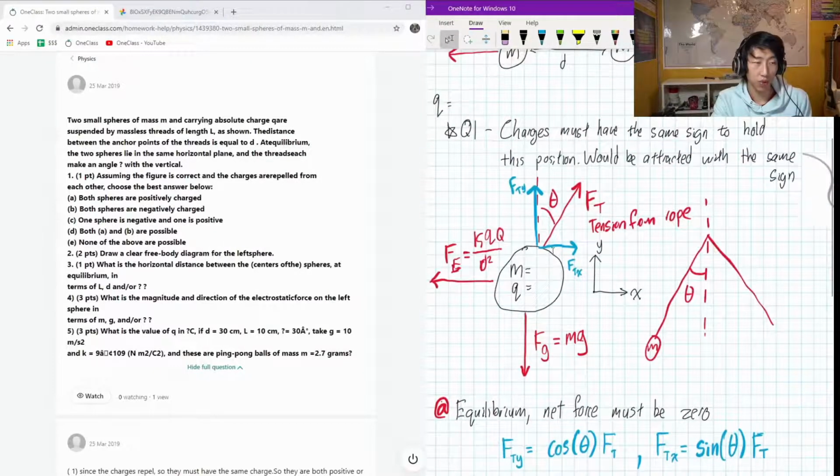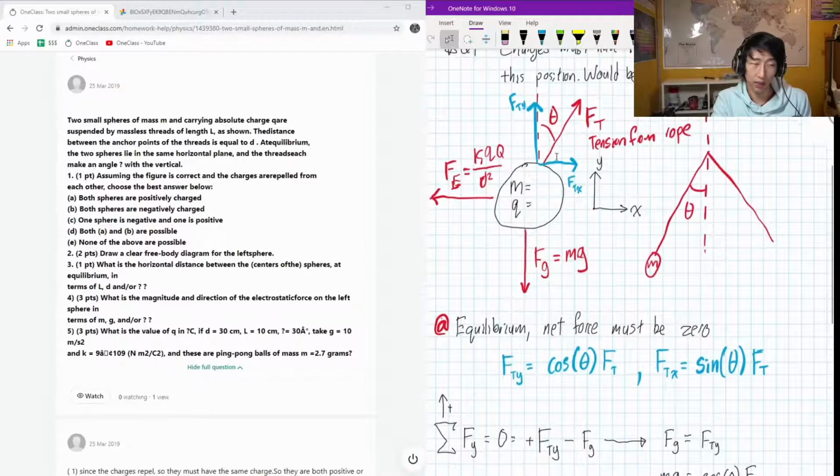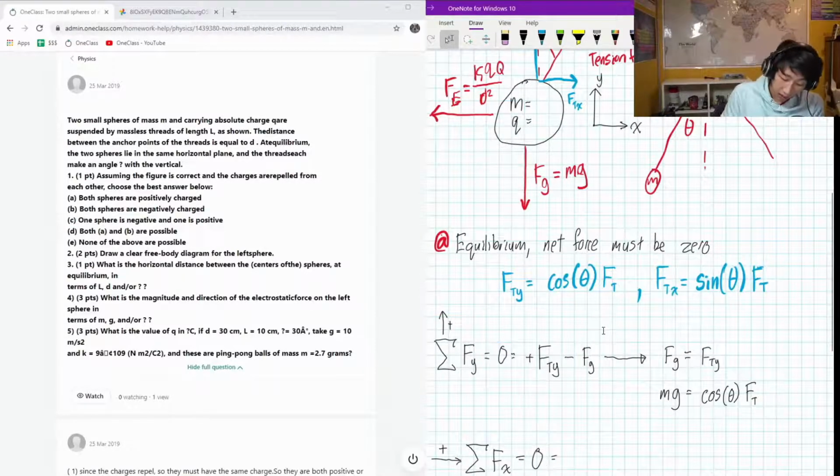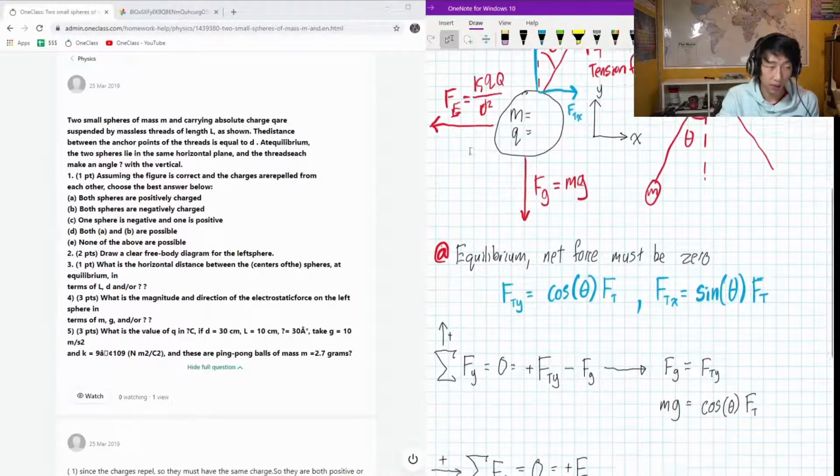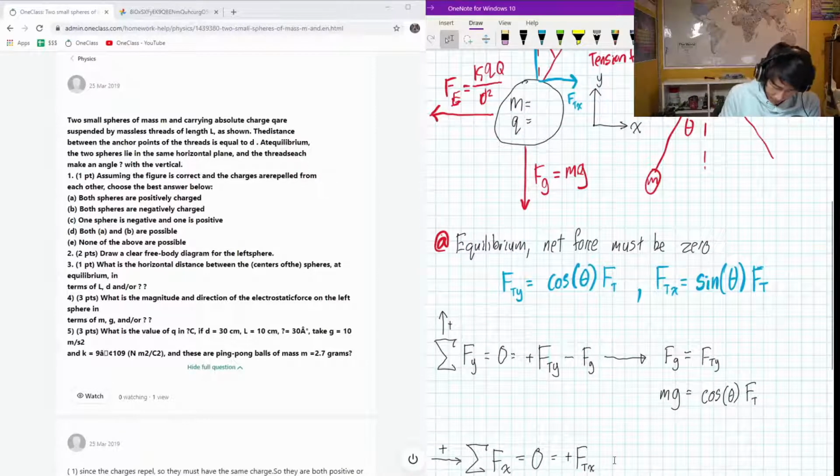Let's see who's going towards the right, because that's going to be the positive one. It's going to be Ftx. The tension force x component is going to be positive. It's going to the right. So we can write that as positive Ftx. And in the negative direction, we got the electric force. So we're going to subtract that. Minus Fe. Cool, so this is a fairly easy rearrange. We can do Fe is equal to Ftx.